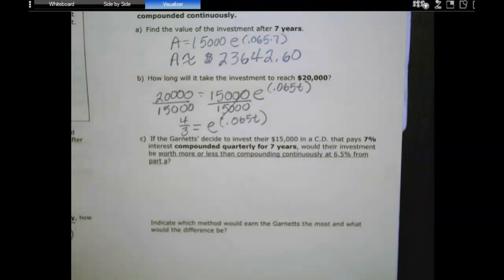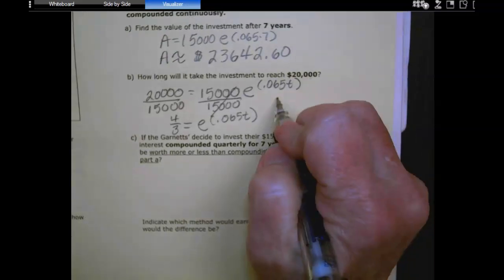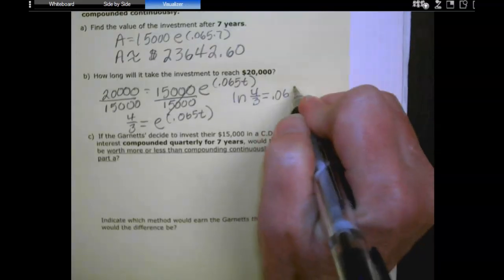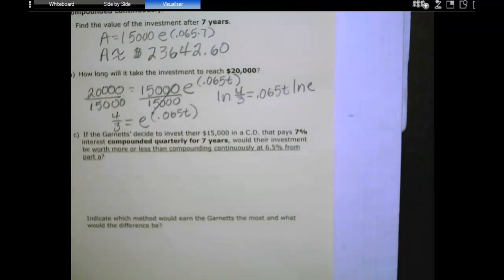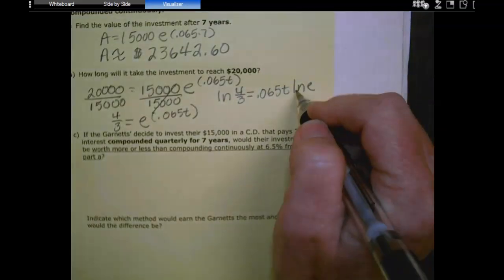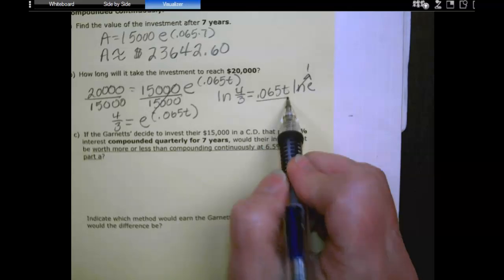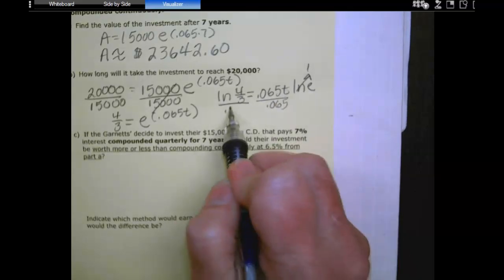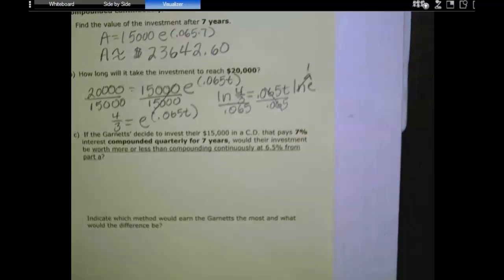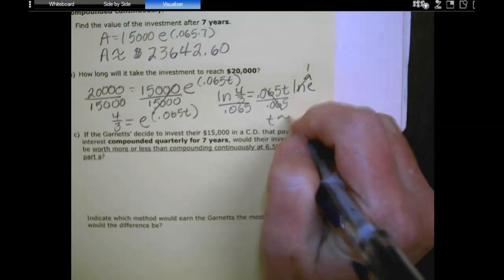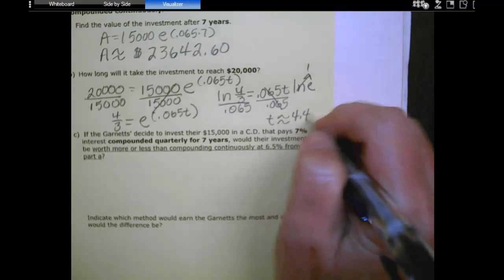And so now I have to get the t out of the exponent, and it's an e. So what do I take on both sides? So I'm going to do ln of 4/3 equals 0.065 t ln of e. And what did we say ln of e is equal to? 1. So how do I solve for my t now? Because I left it as the 4 over 3 like that, then it's super easy to put in the calculator, right? So when you do that, I came up with t is approximately 4.426 years.